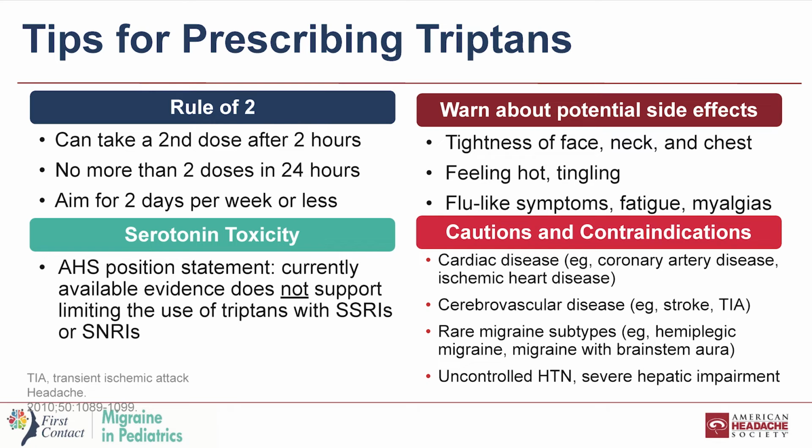And then finally, we are treating a group of patients who overall in peds tend to be healthier than the adult population, but don't forget those cautions and contraindications that exist for the use of triptans. So in the adult population, it really is coronary artery disease and ischemic heart disease that is limiting for use of triptans, but don't forget that those conditions can exist in children too, and those would be reasons to not use triptans. If your patients have a history of TIA or stroke, you should avoid use of triptans. Uncontrolled hypertension, severe liver impairment, and then finally, some of the rare migraine subtypes, such as hemiplegic migraine, do still have contraindications on label to using triptans.